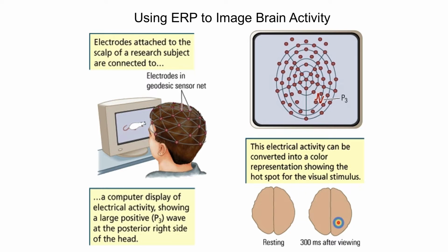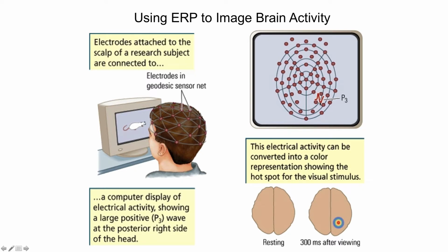Here you see a person with EEG electrodes on his head; the electrodes are attached to his scalp. As you can see right here, these red things are the electrodes. When the person sees a specific stimulus, in this case a rat or a rodent on a computer screen, a computer will measure the electrical activity for every electrode. In this image, there will be a large positive wave on the right side of the posterior of his head. You can see that right here.